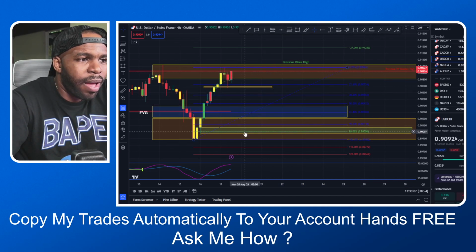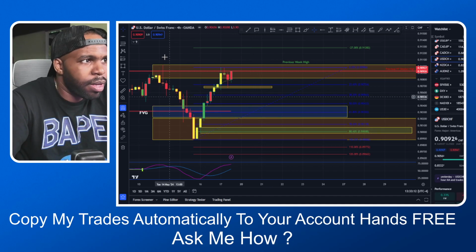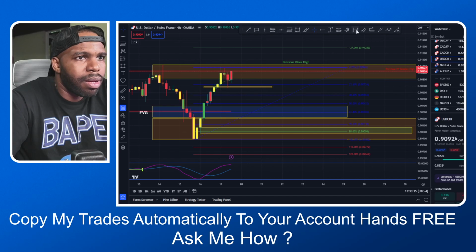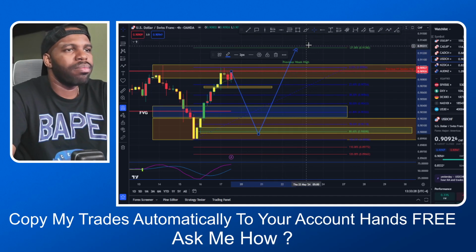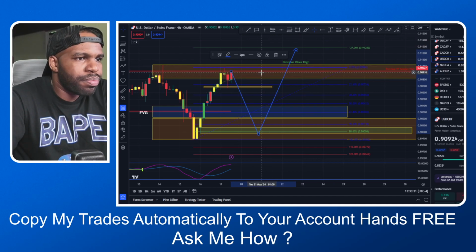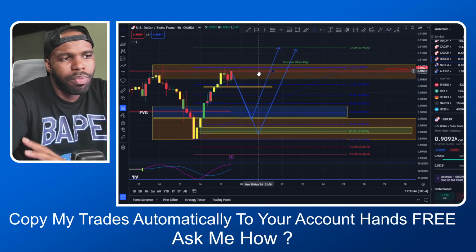If price comes all the way down here and rejects this area, this will be a perfect position to buy. So what I'm saying is, if price comes all the way here, that'll be perfect. You could ride this for a week or two, just keep riding up, riding up, riding up to this point. But price also might just come down into this fair value gap here and then go up. Those are two examples of what price can do.